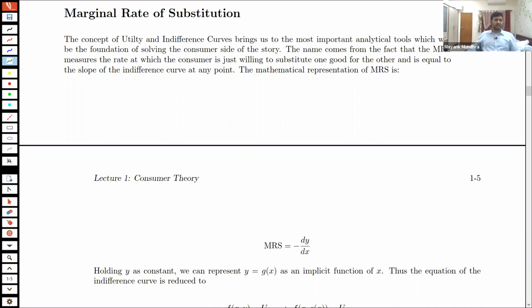So what they're basically saying is that you should replace or substitute your high fat and high sugar things with low fat, low sugar. It's a similar idea that if I want to reach some level of utility, I could have more of good X or I could have more of good Y. So I can substitute between the two things.